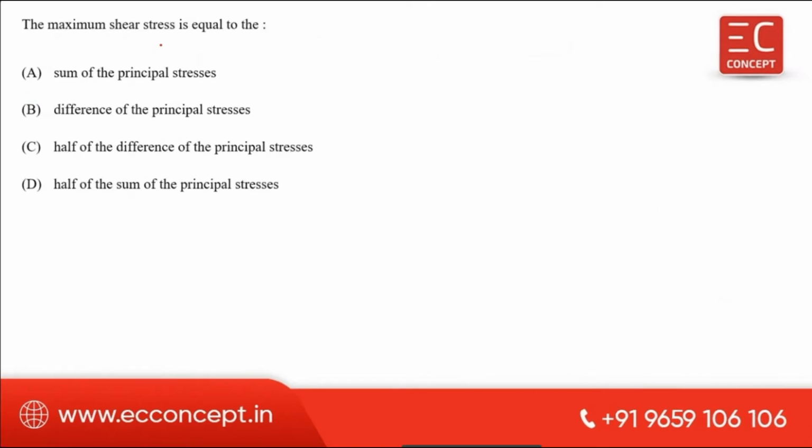Okay, next question: the maximum shear stress is equal to, first option, the sum of the principal stresses, sigma 1 plus sigma 3? Second, the difference of the principal stresses, sigma 1 minus sigma 3? No. Third, half of the difference of the principal stresses? Yes, this is correct. Fourth, half of the sum of the principal stresses? No, this is not correct. Therefore, your option is C. Okay.